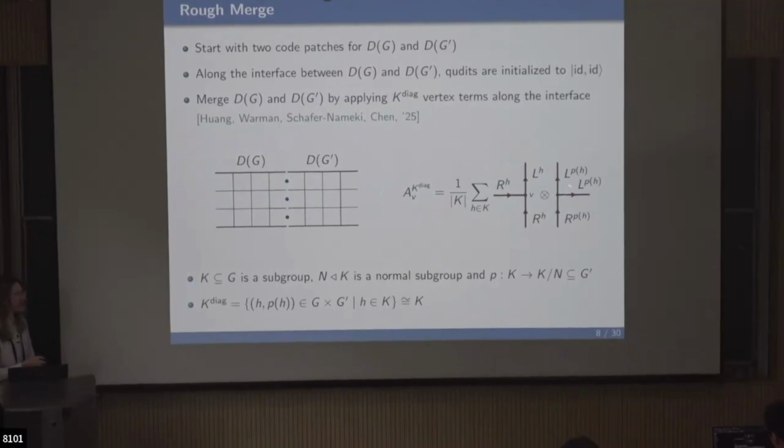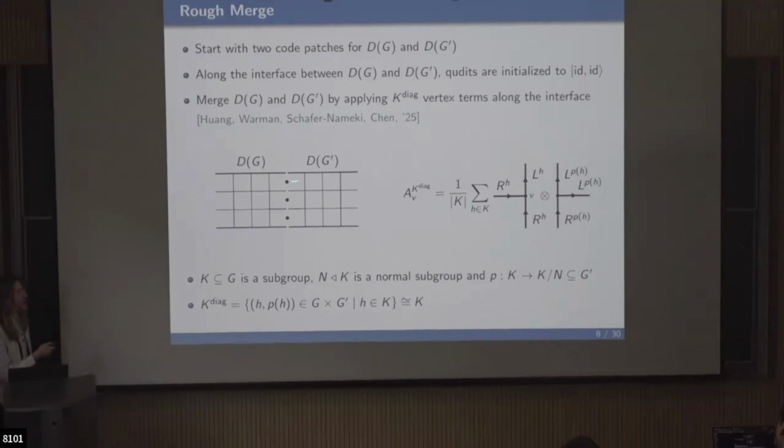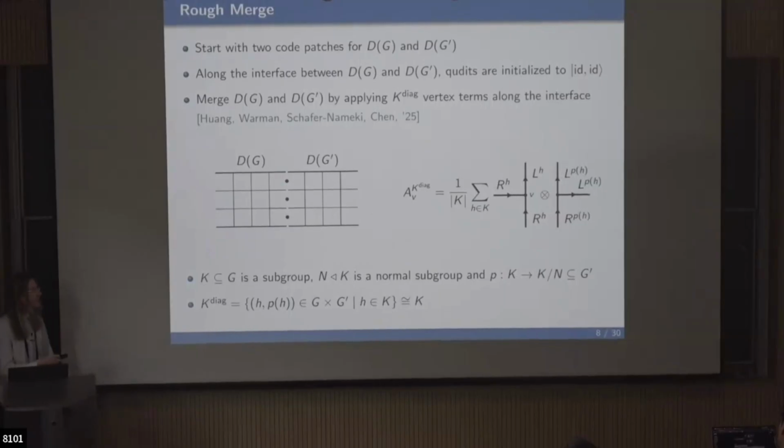So we see that these are entangling operators that are defined from a subgroup K_diag of this G times G', where we have some elements H and then the projection. Here P is basically a group homomorphism between G and G'. By measuring these projectors across the boundary, we will entangle the two patches. And this performs a rough merge, because after this operation, the combined patch will be in a ground state. So it will give us a code.